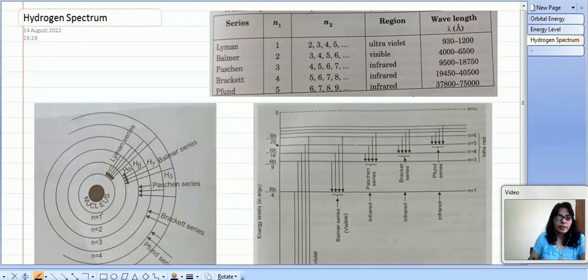You can see here n is equal to 1. The closest orbit to the nucleus is assigned principal quantum number n equal to 1, and that is the ground energy level. Then as we go far away from the nucleus, the principal quantum number increases: n equal to 2, n equal to 3, n equal to 4, 5, 6 and so on. Electrons may jump from one energy level to another, and depending on which two energy levels are selected, there are different series of spectral lines.